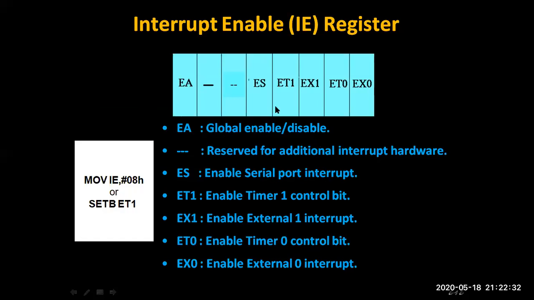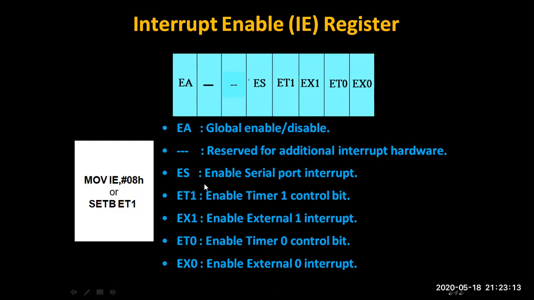In order to enable any of the interrupts, either external interrupt 0, external interrupt 1, timer interrupt 0 or 1, or serial interrupt, we should first make this bit 1. It is for enabling all the interrupts, global enable or disable. In order to disable all the interrupts, this becomes 0. When it is 0 and you get any interrupt, the microcontroller will not serve that interrupt, because this bit is 0. And this one is reserved for additional interrupt hardware.